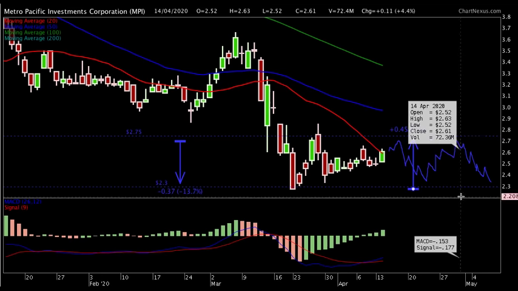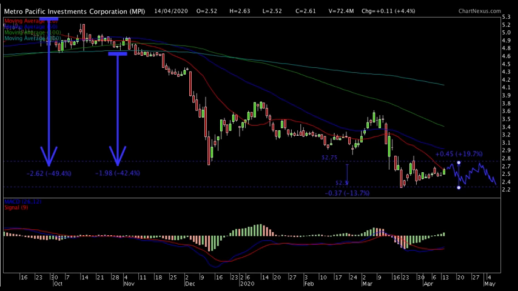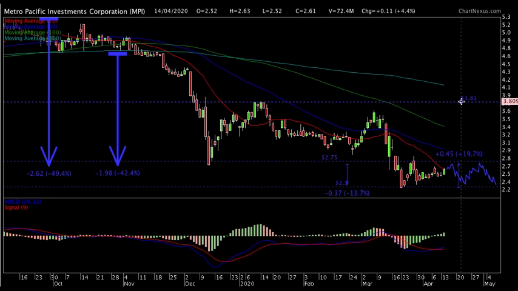Anyways, allow me to zoom out to show you where the stronger resistances are as well. The strongest resistance that MPI needs to break is around here. And given that we're a great way off from it, I'd say that the chances for it as of today, that it reverses, is still not there.